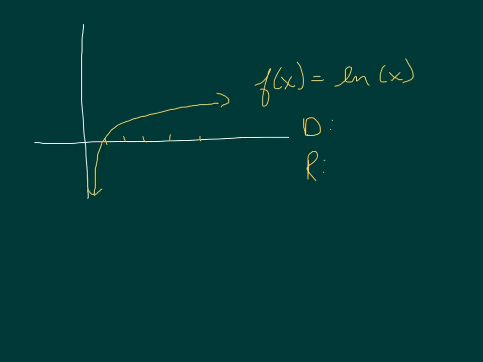Okay, here we have a graph of the natural logarithmic function. Notice that the graph is always increasing. So is it monotonic? Yes. Does it have an inverse? Yes. What is the domain of this graph? 0 to infinity. Can it be equal to 0?